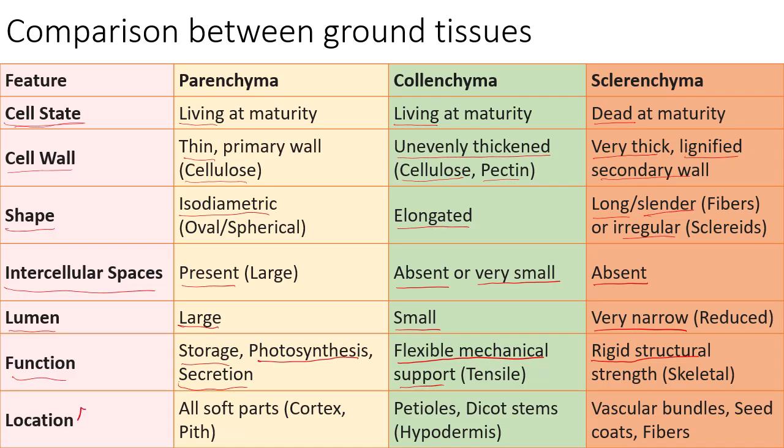Then the location of parenchyma is usually in all soft parts like the cortex and pith. Collenchyma is present in the petioles and dicot stems, sometimes in the hypodermis also. And sclerenchymatous tissues are present in the vascular bundles, seed coats, and wherever there are fibers.